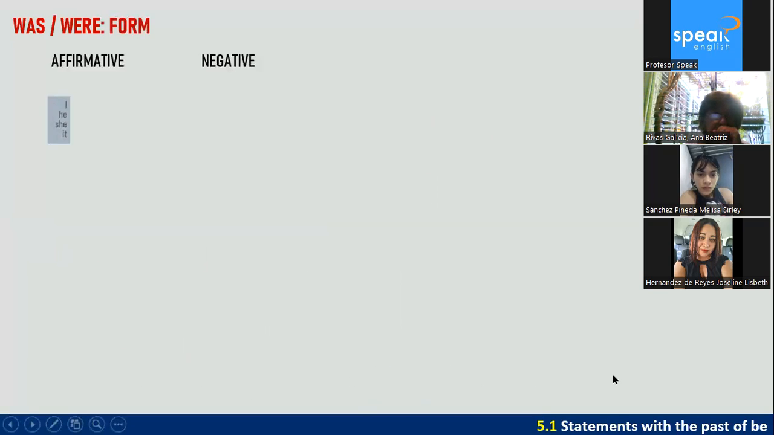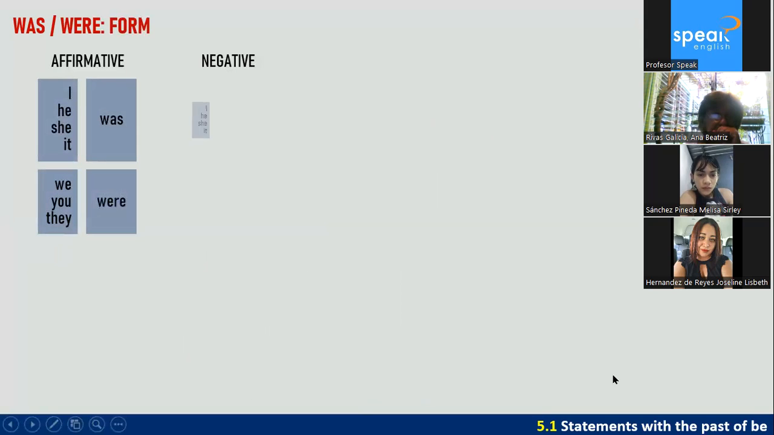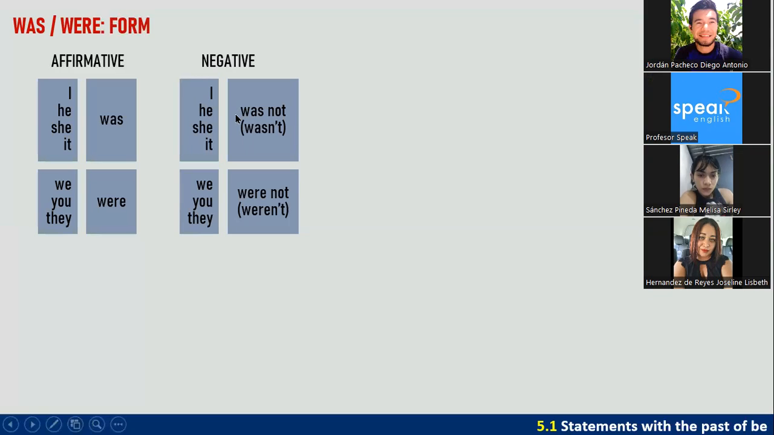Okay, so let's take a look at the affirmative and the negative form. In the affirmative form, we have a complement, of course. You're going to use was with I, he, she, it, and singular nouns, and you're going to use were for we, you, they, and plural nouns. The same with the negative form. You decide if you want to use the full form or the contraction. You can say, I was not at my mom's house, or I wasn't, or my parents were not at church, or my parents weren't at church.